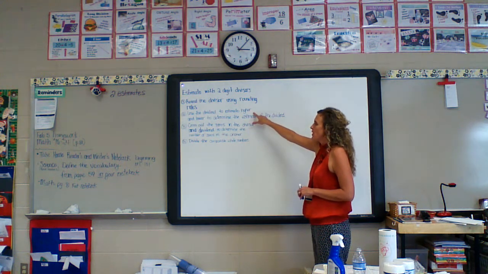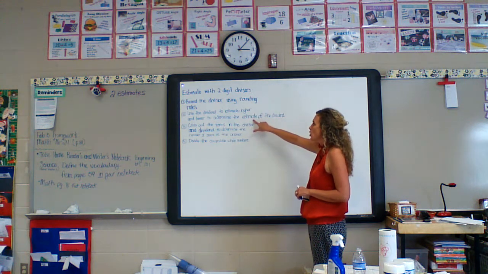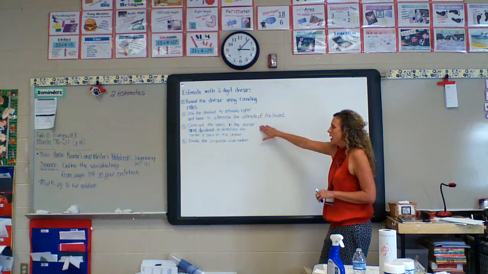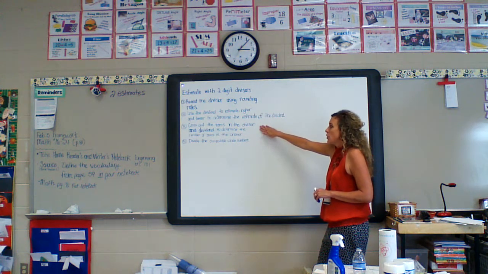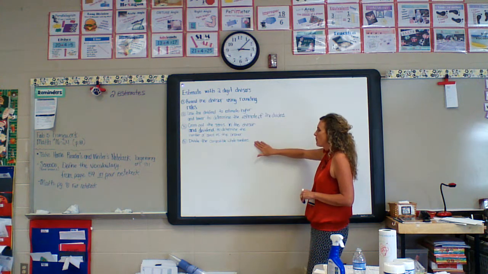Step 2, use the dividend to estimate higher and lower to determine the estimate of the dividend. Step 3, cross out the zeros in the divisor and dividend to determine the number of zeros in the answer or the quotient. Number 4, divide the compatible whole numbers.